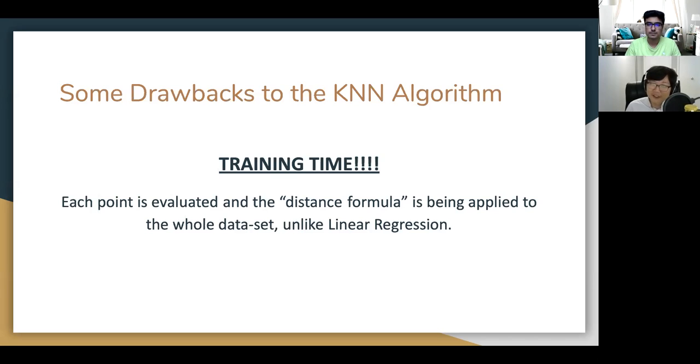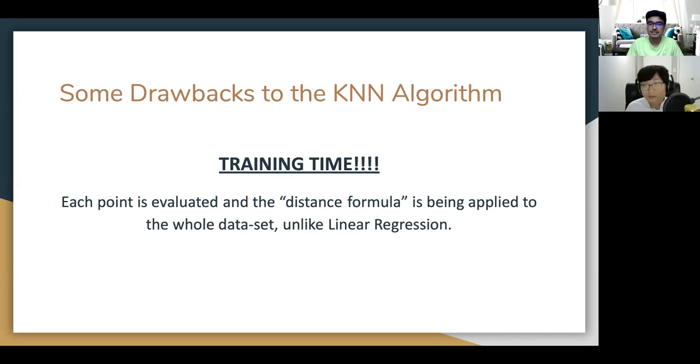Now, I believe there are some ways to take shortcuts. I believe it's called spatial partitioning. Do they have that in KNN? I think that's in SVMs, the support vector machines. I'm not sure about KNN. Either way, that is definitely a drawback. Brand, do you have any other ones?